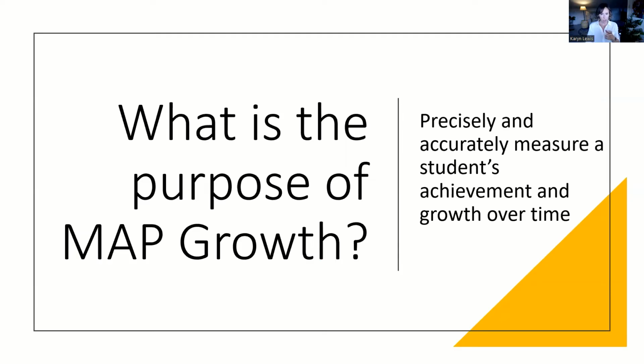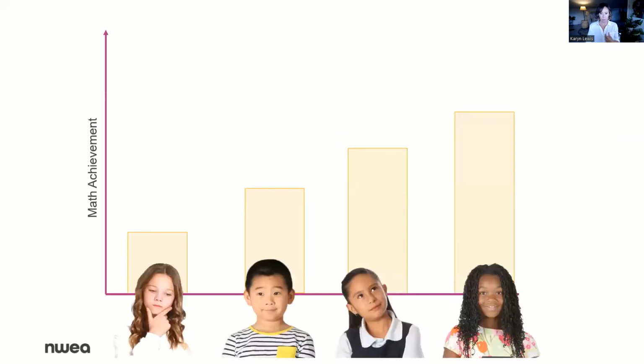With that in mind, let's talk more in depth now about the map growth assessment and its purpose. So the purpose of the map growth assessment is to precisely and accurately determine a student's achievement and growth over time. What are the implications of this purpose for the map growth test and how the RIT scale was designed?